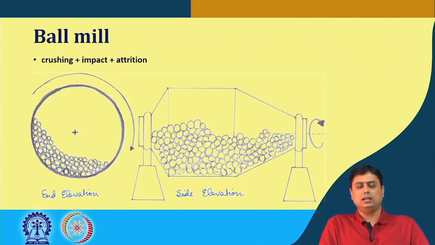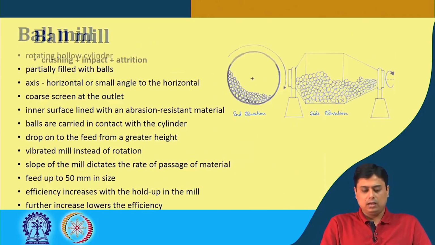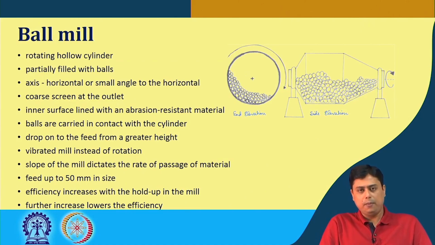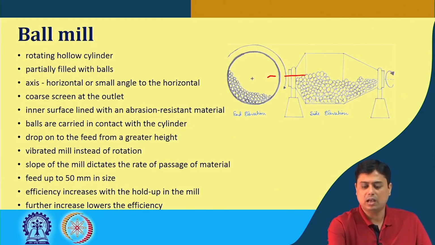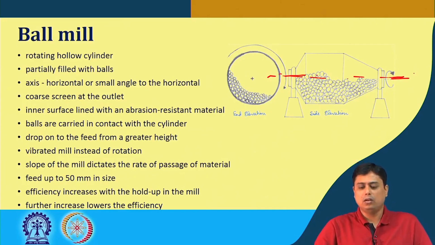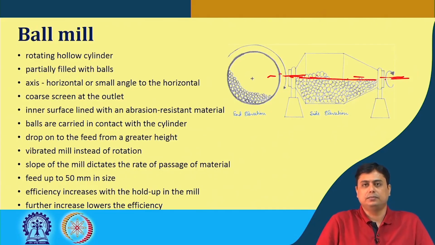We had seen in the last class an introduction to what a ball mill is and how it is operated. So, this ball mill typically consists of a rotating hollow cylinder that is partially filled with balls, and its axis is horizontal, or sometimes it can have some angle to the horizontal. The reason we will see. So, this is our horizontal plane; it can be perfectly horizontal to this line, or it can have a certain gradient.